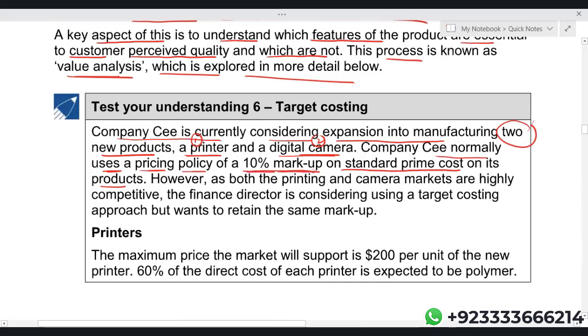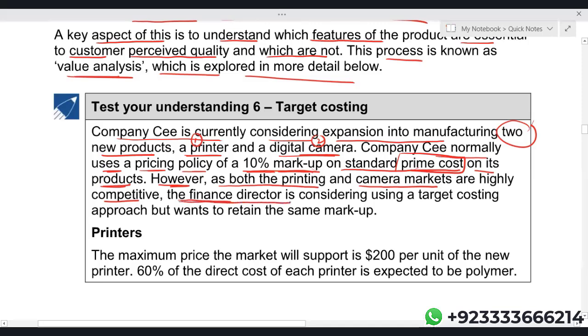This 10% is markup on standard prime cost. Now students, I believe you have a really good idea about this prime cost on its products. However, as both the printing and camera markets are highly competitive, you cannot dictate to the market how much we want to charge to the customer. In a highly competitive market, basically, we take the price from the market, what exactly the customer wants to pay us. So obviously we'll focus on the majority of the customers.